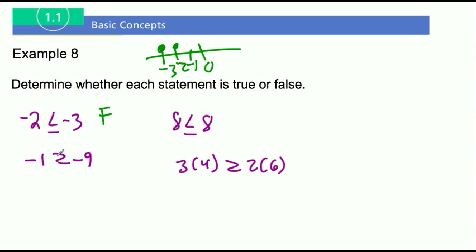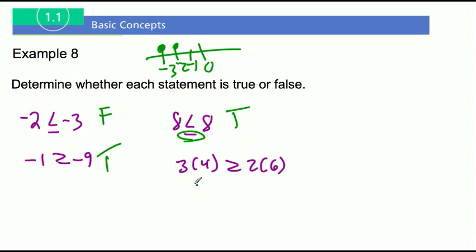Is -1 greater than or equal to -9? Well, yeah, that's true. -1 is bigger than -9. The further a number goes away from 0 in the negative direction, the smaller it gets. Is 8 less than or equal to 8? Well, of course that's true, because 8 is equal to 8.